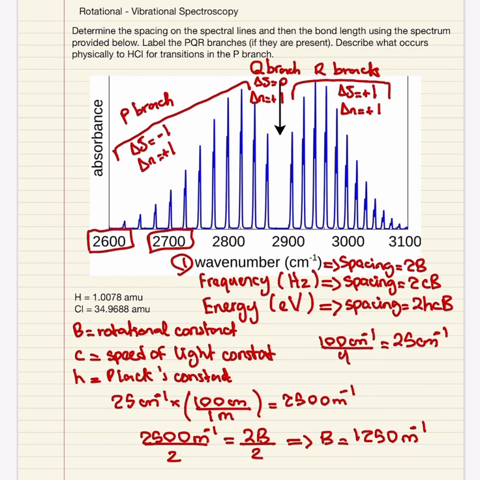All right, so now we have a rotational constant. We need to find the formula. So what's the formula to determine the bond length? Let's go to the next page. We have that the rotational constant is 1250 meter inverse. Let's introduce the formula to determine the bond length.